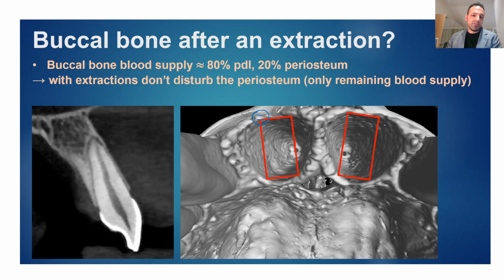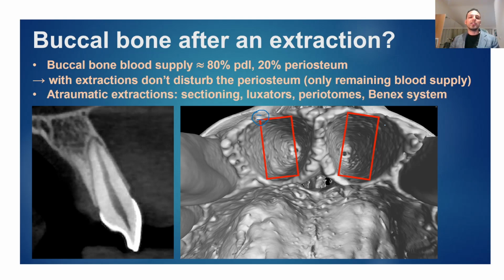What we don't want to do with extractions is disturb the periosteum, because it's the only remaining blood supply. So if we have to lift a flap, we're going to completely destroy that buccal bone. It's so important to try and do conservative dentistry when we're extracting a tooth, to not only not damage that very thin buccal bone, but also not to have to raise a flap buccally. So we want to aim for atraumatic extractions. How can we do that? Well, we can section teeth if they're multi-rooted, for example, upper or lower molars in particular.